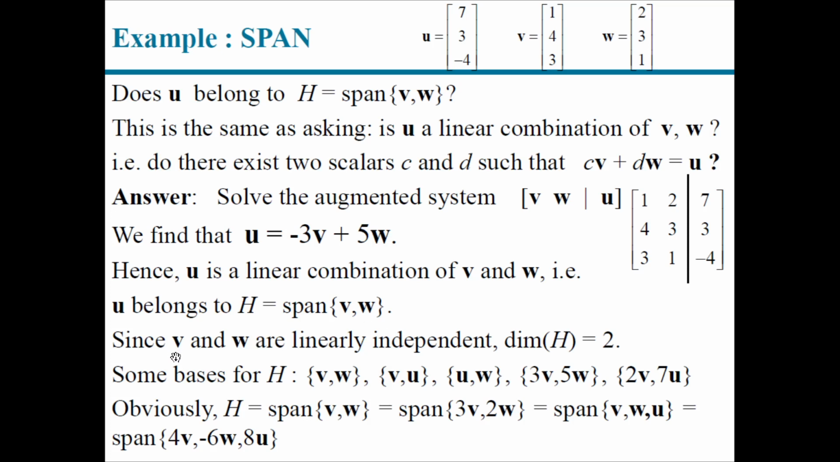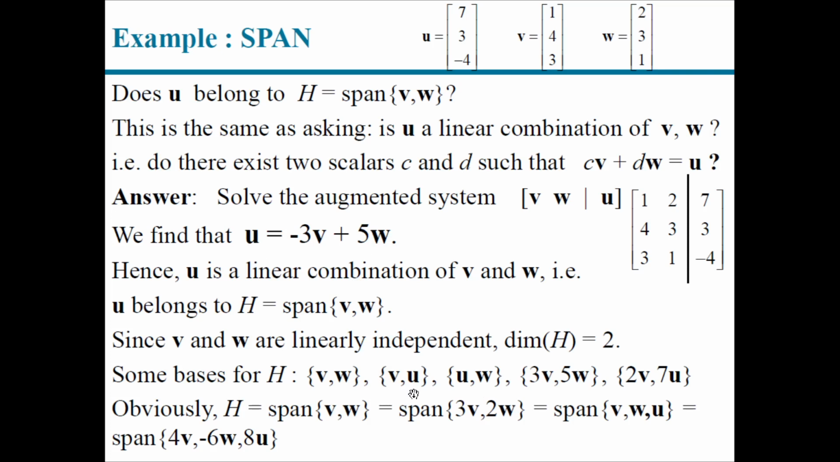Again, as we said, v and w are linearly independent, so there are two linearly independent vectors that generate the entire space H. That's the definition of a basis. So the dimension of H is actually 2 because there are two vectors in the basis. And here are some examples of bases. Obviously v and w. But now we know that u is actually a linear combination of v and w, so you can replace one of those, v or w, by u. It's fine, whatever you do.